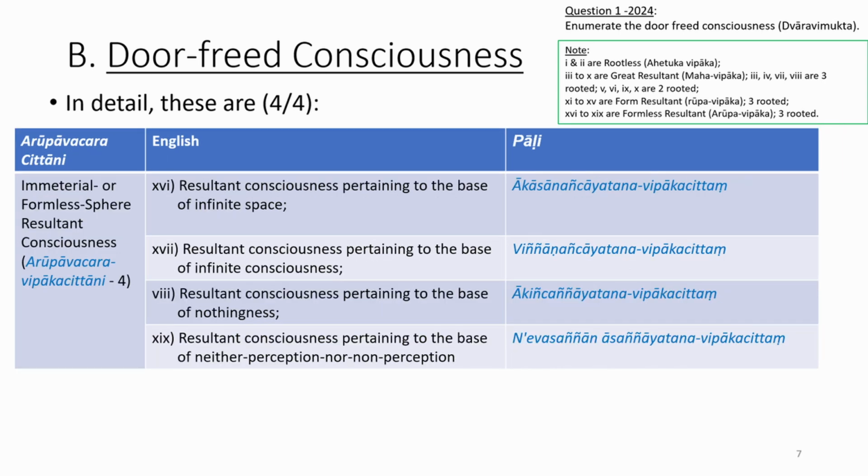Then next we go to the arupa vipaka. So 16 is the resultant consciousness pertaining to the base of infinite space. 17 is the resultant consciousness pertaining to the base of infinite consciousness. 18 is the resultant consciousness pertaining to the base of nothingness. Number 19, the last one, is the resultant consciousness pertaining to the base of neither perception nor non-perception. So these are also three-rooted vipaka citta. Okay, next.